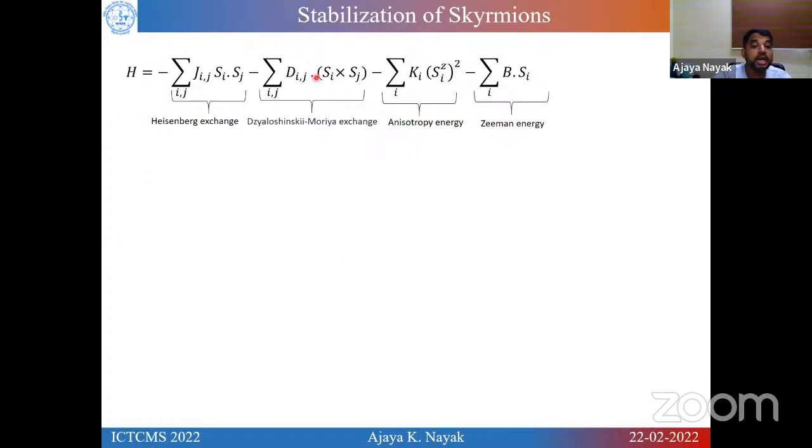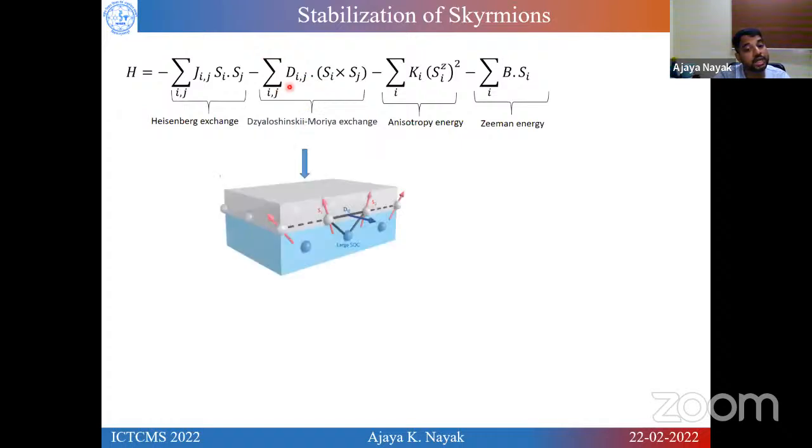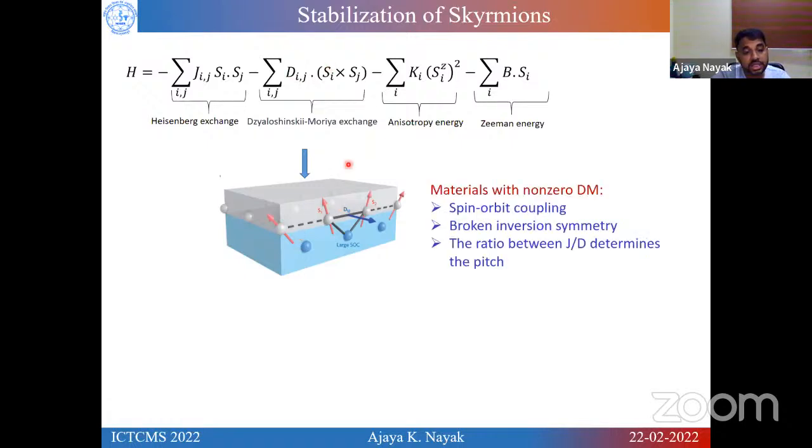In addition to that, to find this skyrmion we need the Dzyaloshinskii-Moriya interaction, and to get the Dzyaloshinskii-Moriya interaction, the system must be non-centrosymmetric in nature. That means it should not have inversion symmetry; the inversion symmetry should be broken. That's the most important thing. So initially when the skyrmion was discovered, it was discovered in this kind of material where the inversion symmetry was broken, to get the Dzyaloshinskii-Moriya interaction.